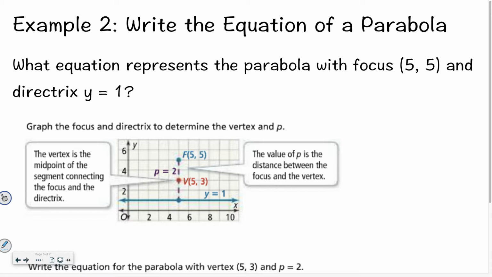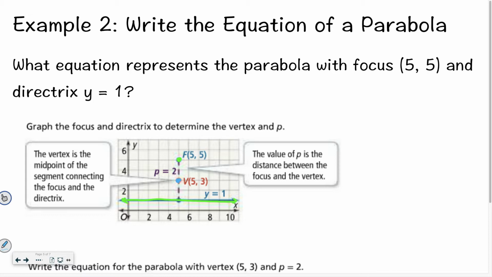Once you've plotted the point and the line, you want to figure out what is exactly halfway between them. In this case, that would be this blue dot right here, which is (5, 3). Okay, so that is our vertex. Our vertex is what is located exactly halfway between our focus and our directrix.